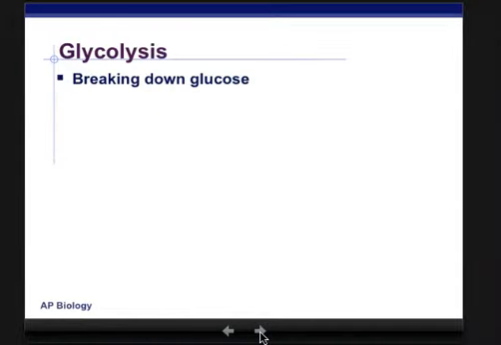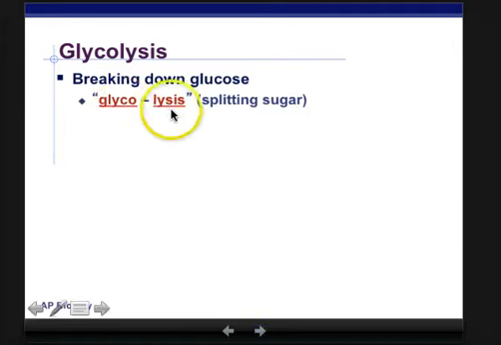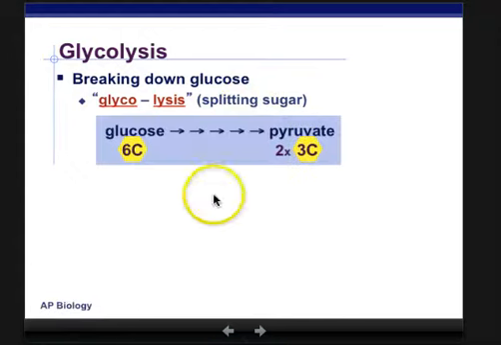Alright, so glycolysis is the very first step. We're trying to break down glucose. Now remember, we want to access all the energy in all of those bonds, and in order to do that, it involves a lot of steps. So, glycolysis. Glyco means sugar, lysis means to cut, so it's splitting sugar. So we're taking glucose, a 6-carbon sugar, and turning it into 2 molecules of pyruvate, which are 3 carbons each.